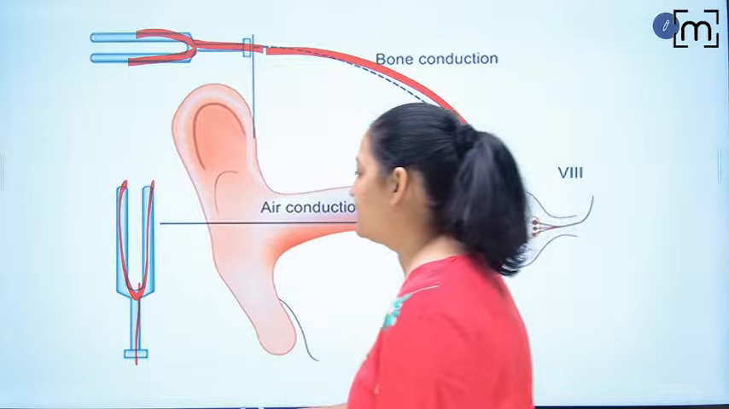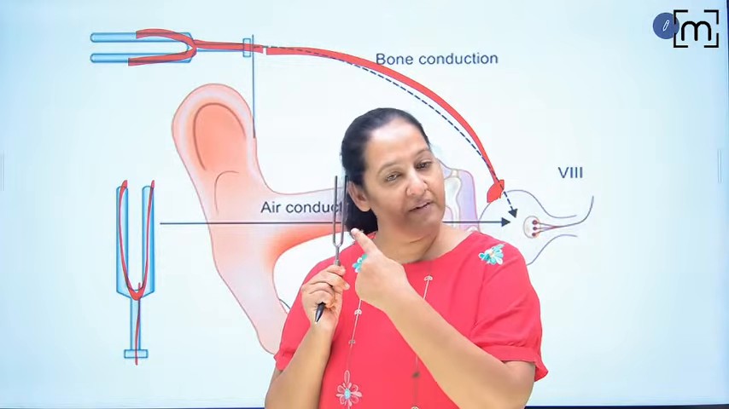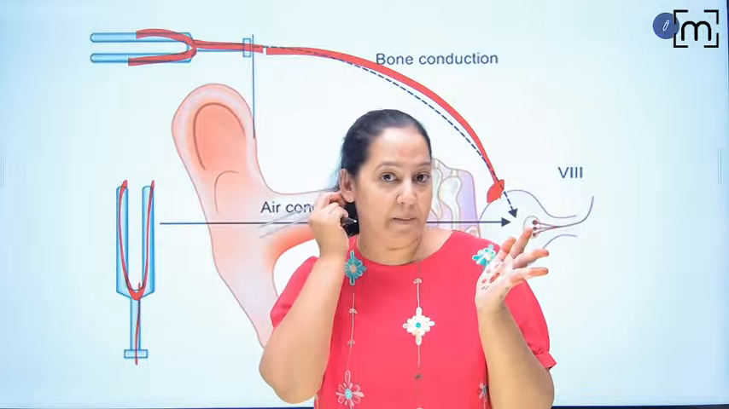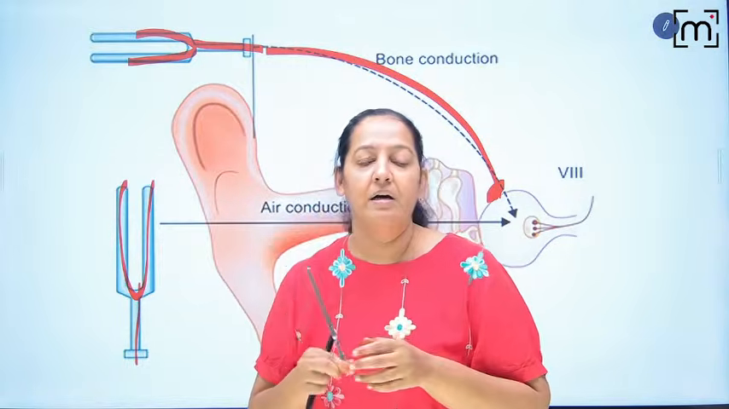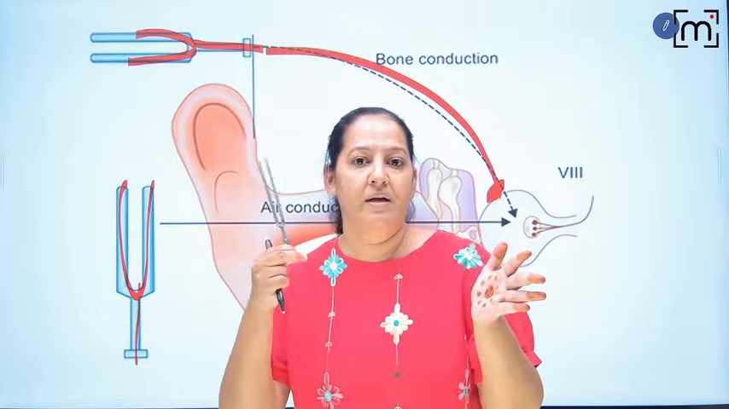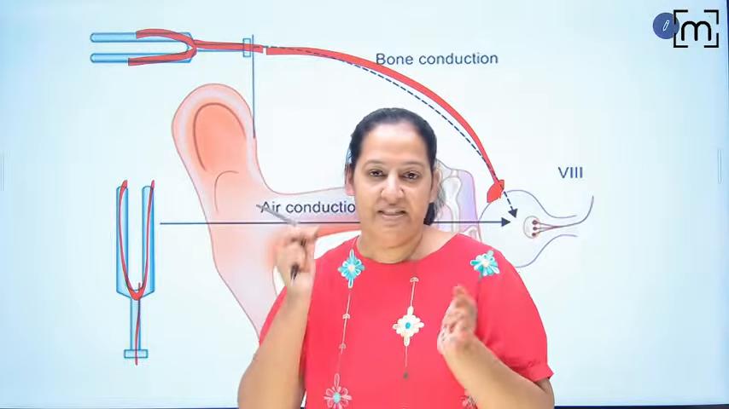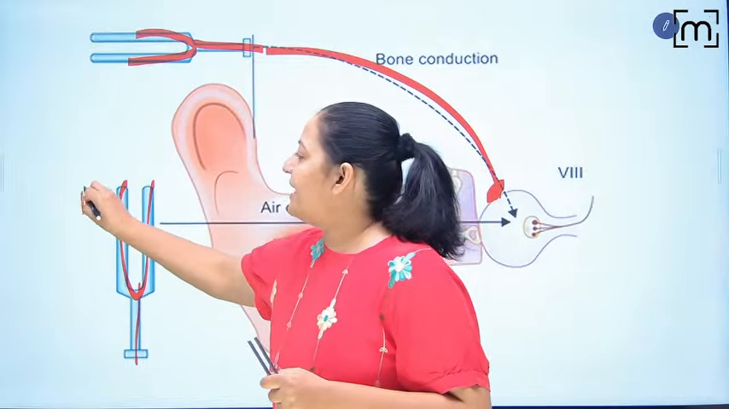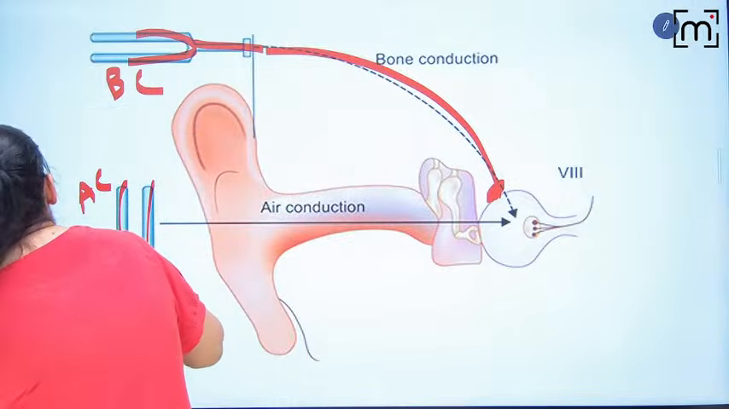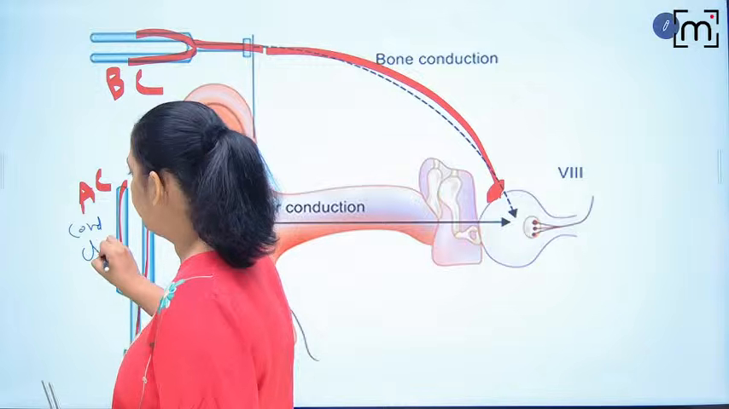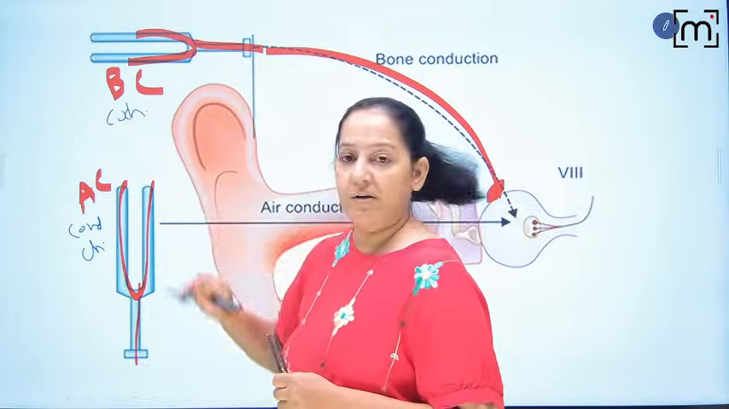What is the summary, people? So this is the tuning fork. I'm activating it and keeping it here. It is testing conductive and cochlear both. And I'm activating the tuning fork and keeping it here. It is testing only cochlear, because it is directly activating the cochlea. So this one is testing conductive and cochlear both, and this one is testing only cochlear. Say the summary, people. This is known as AC and this is known as BC. AC tests conductive and cochlear both. BC tests only cochlear, not the conductive.